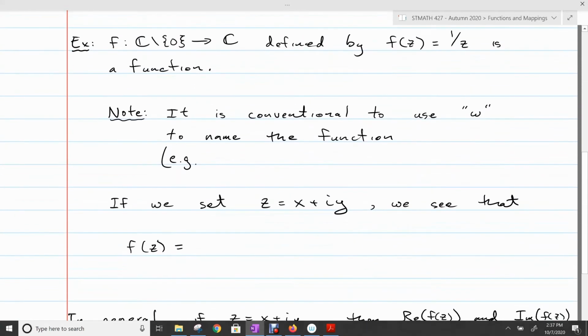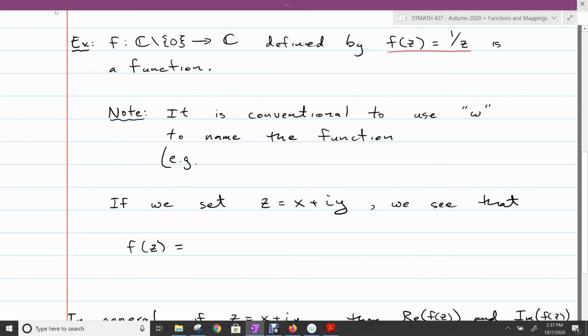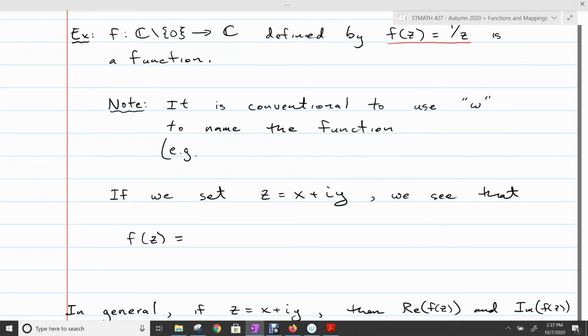So let's see a specific example here. In this first example, we defined a function and we defined the domain of definition to be the complex numbers minus 0 and a codomain of the complex numbers. And the function is just f of z equals 1 over z. So you can see why we excluded 0 from the domain. And it's not unusual, I mean, most of the time, and I don't think our textbook uses this colon arrow notation at all for functions.